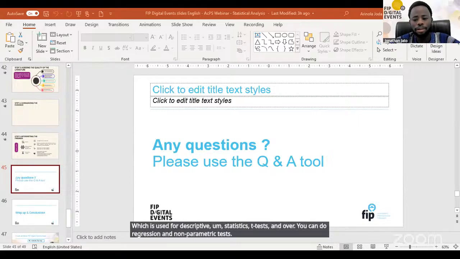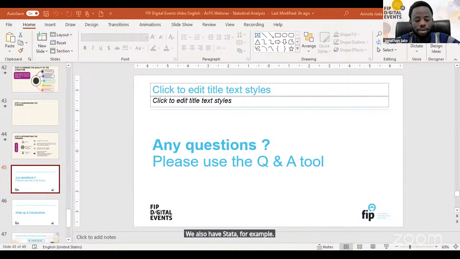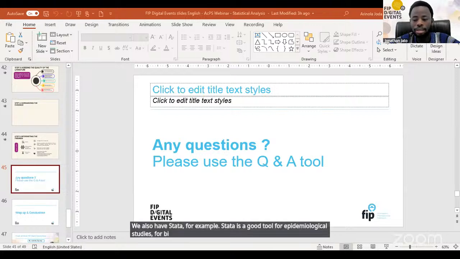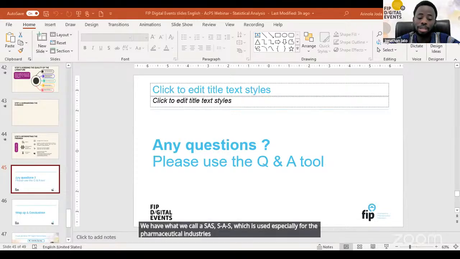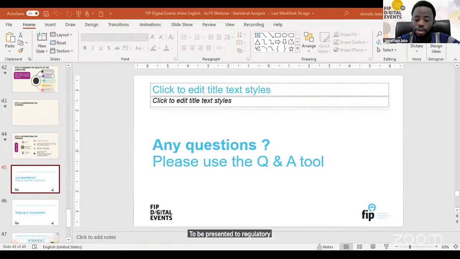We also have Stata, for example. Stata is a good tool for epidemiological studies, for biostatistical evaluations or assessment. We have what we call SAS, which is used especially for the pharmaceutical industries when they are processing large data sets to be presented to regulatory bodies. It's very good for processing large data sets.